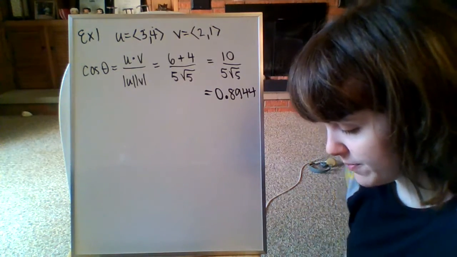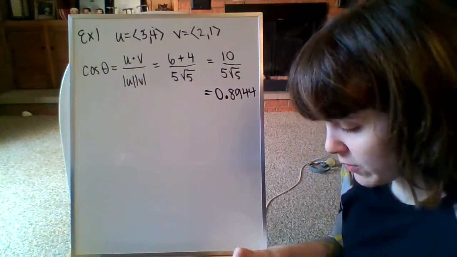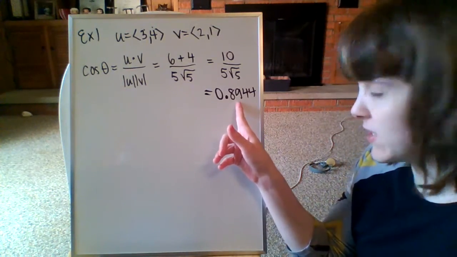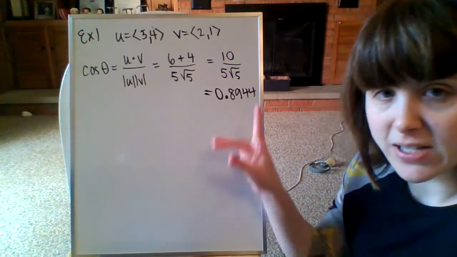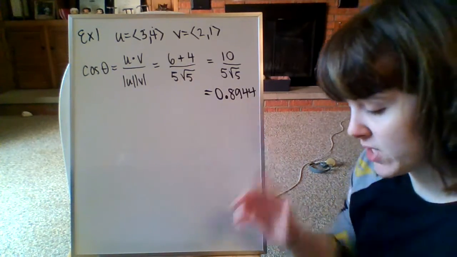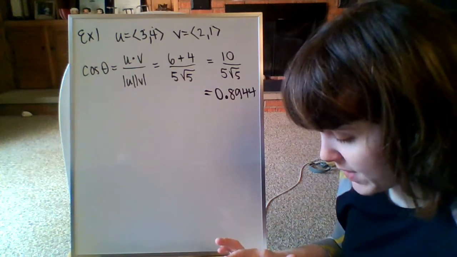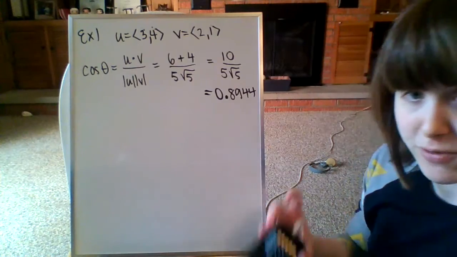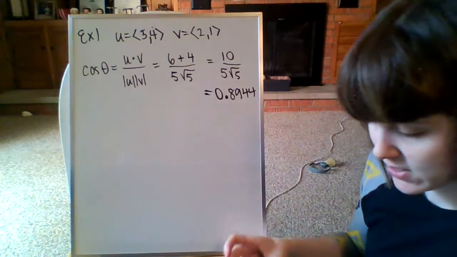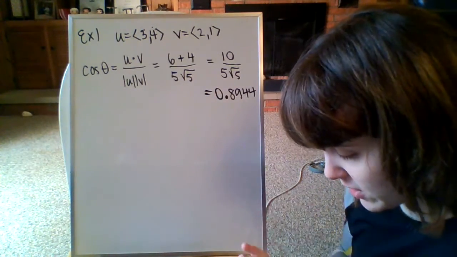Well, if you're on your phone, we have to type the decimal in first, and I'm rounding it to 4 digits. You can round it to other things, but for this lesson, we're going to round it to 4 digits. Okay, so 0.8944, and then on your phone here, you have to press second, and then cosine inverse.